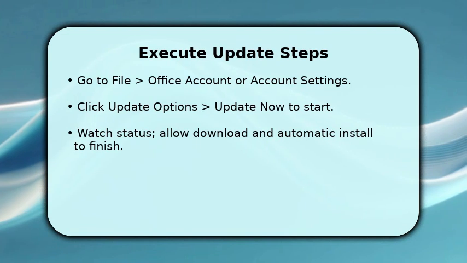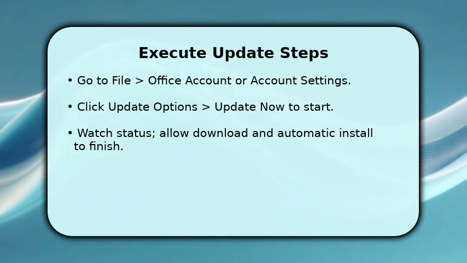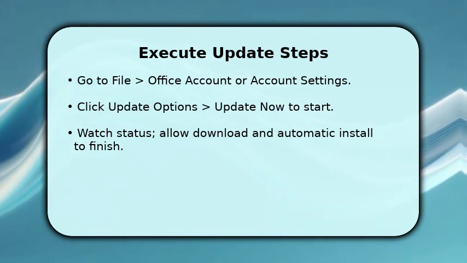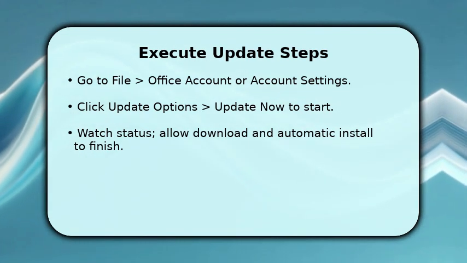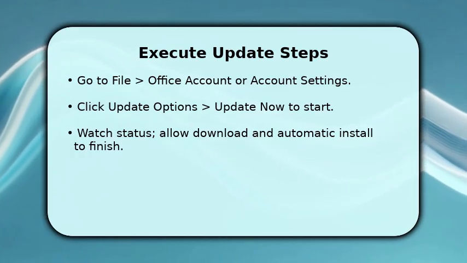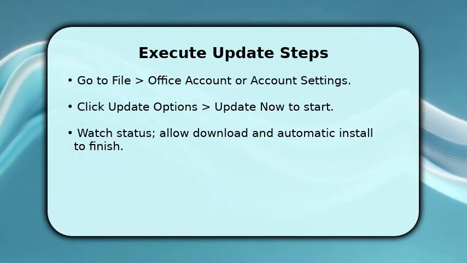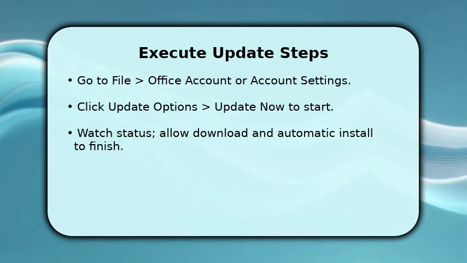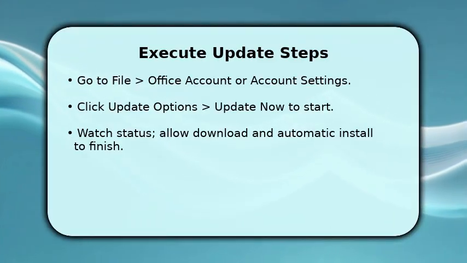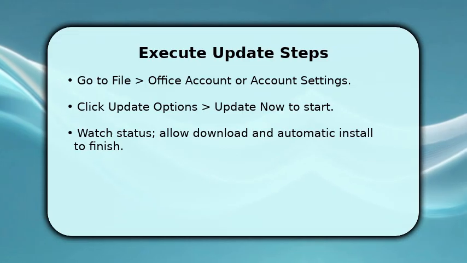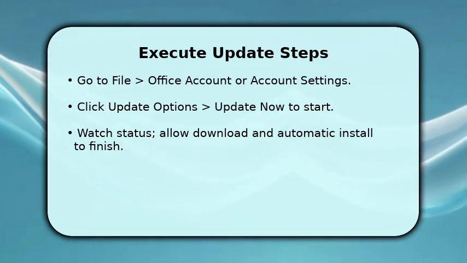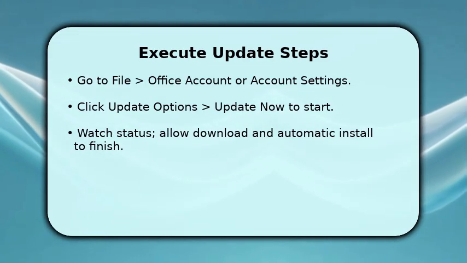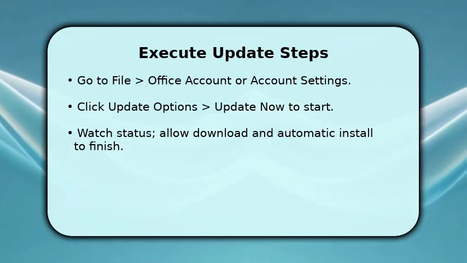Now you execute the update. In Outlook, select File, then Office Account or Account Settings depending on your build. Click Update Options and choose Update Now. This forces Office to check Microsoft servers for the latest Outlook patches. You will see a progress indicator. Let it download and install without interruption. Make sure your internet stays connected and power settings prevent sleep. If prompted, allow elevated permissions so files can be updated and restarted as needed.